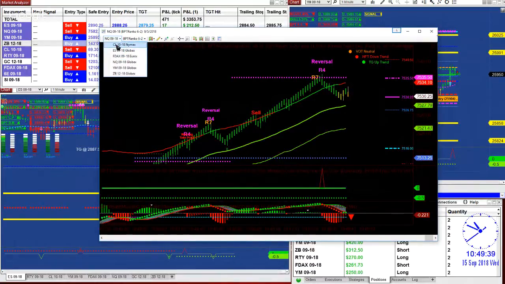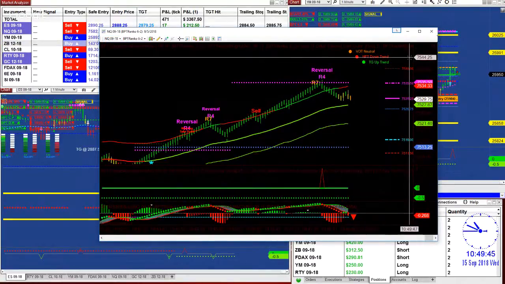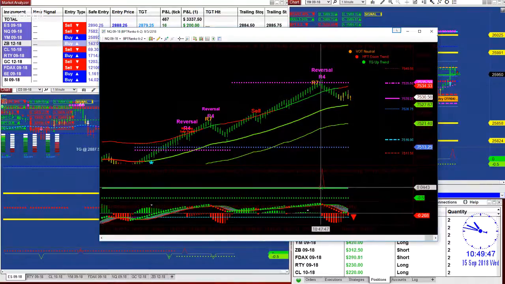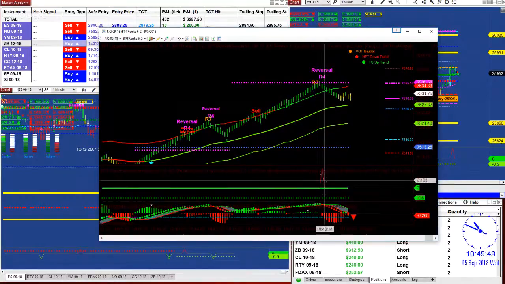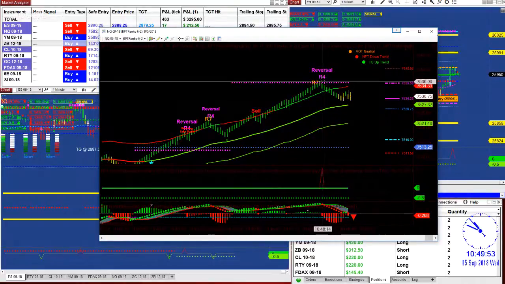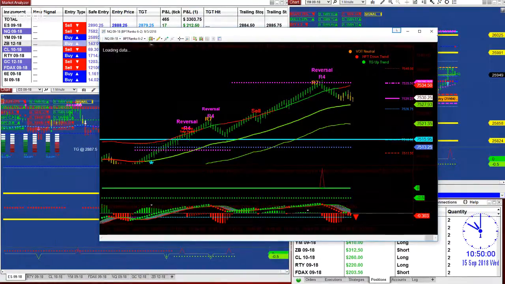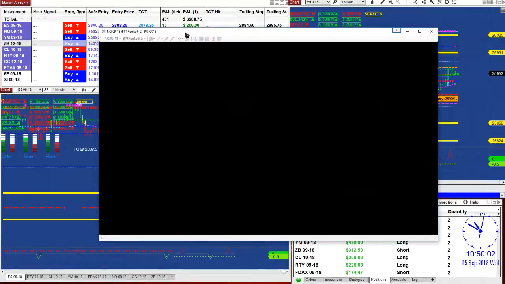Let's look at the CL, and that should have been a very nice reversal. And look, all of it in one line. You see? All of it is in one line. I missed it. Let's look at the CL situation. If there's any reversal.